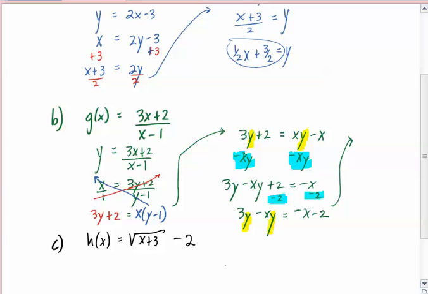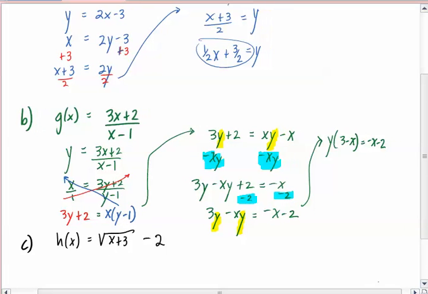I'm trying to get y alone, and I can now factor out the y. It's letting me move over a bit. I can factor out the y. So now my y is in one location. So this is probably one that you'll have to practice a little bit. Takes a little bit of getting used to. A little more complicated.